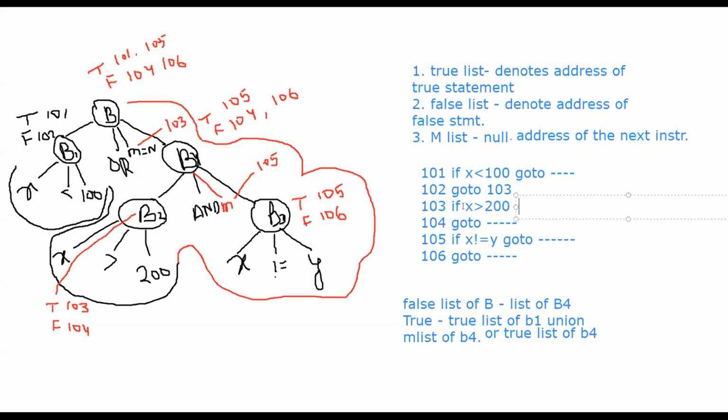Here, if this statement is true, where will you jump? At 105? Where will you jump? At 105. And if this statement is true, then we have no idea where to jump. And if this statement is false, we have no idea where to jump. And similarly with this statement, where do we have to jump?